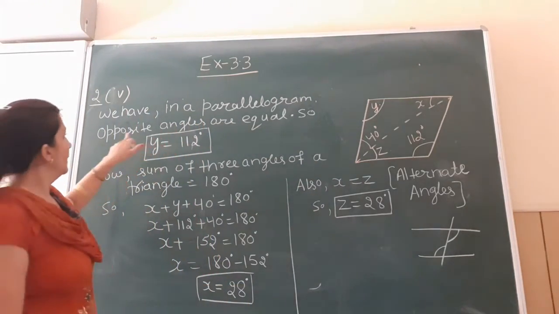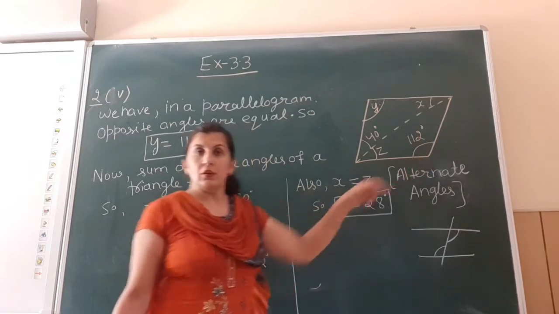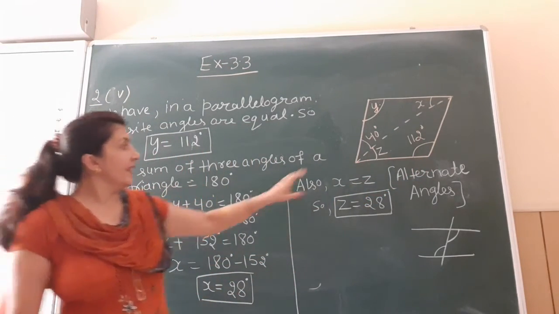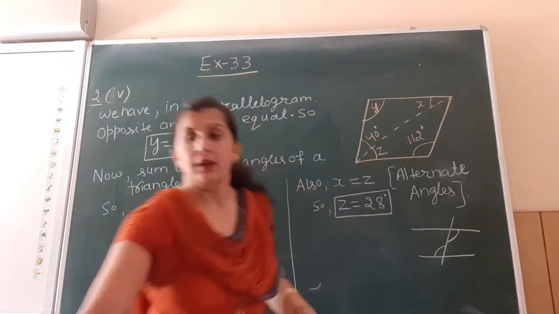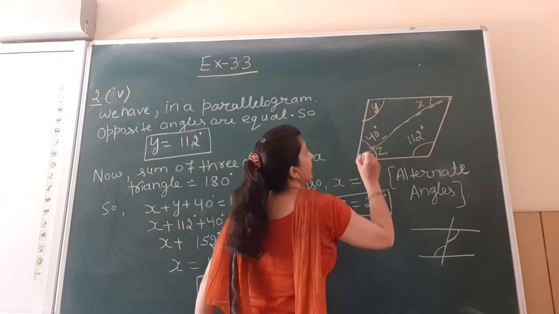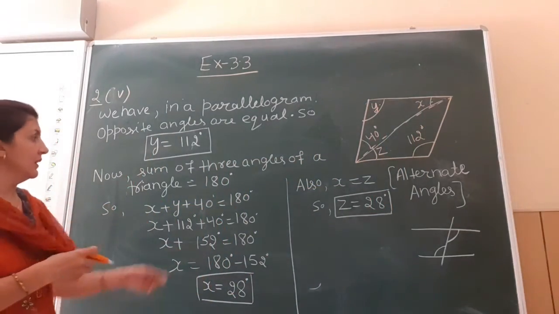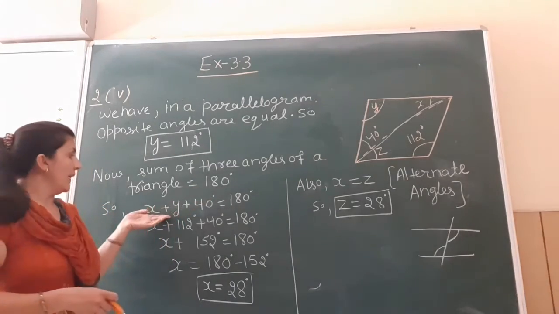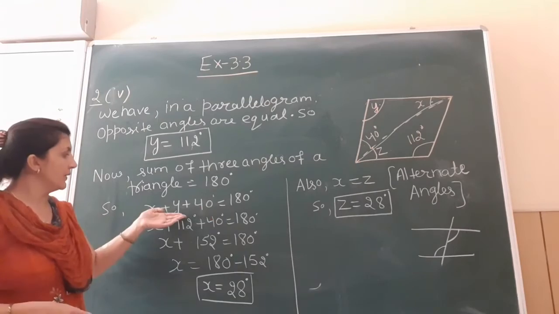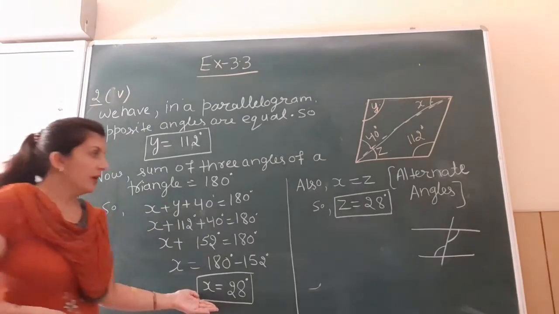In a parallelogram, opposite angles are equal. These are opposite angles, so y is equal to 112. Also, the sum of three angles of a triangle. This upper part forms a triangle, and the sum of a triangle's angles is 180 degrees. So x plus y plus 40 is equal to 180 degrees. We put the value of y, and after solving we get x is equal to 28 degrees.